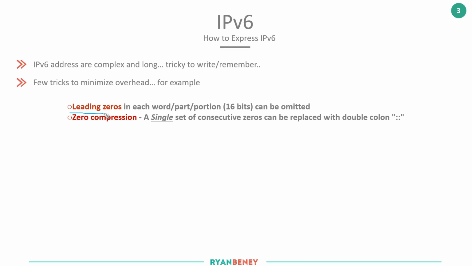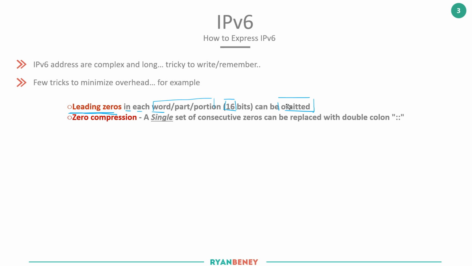So leading zeros. In each word, part, portion, whatever you want to call it, each 16 bits, a leading 0 can be omitted. So what do I mean by that? Well, we've seen that between each colon there's got to be 4 characters, whether that's a B, or a C, or 1, 2, or 3. There has to be 4.